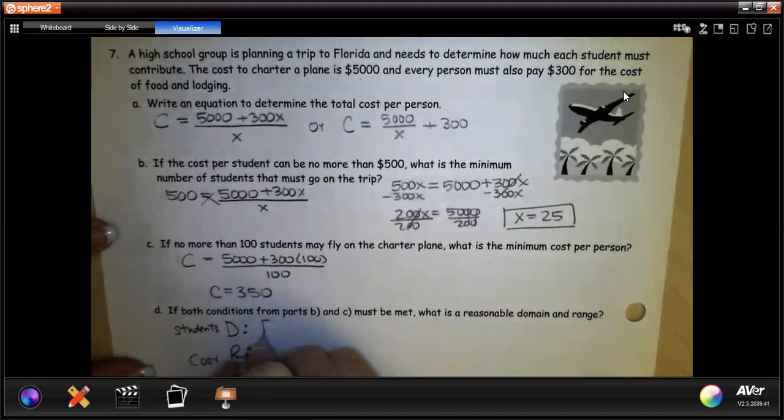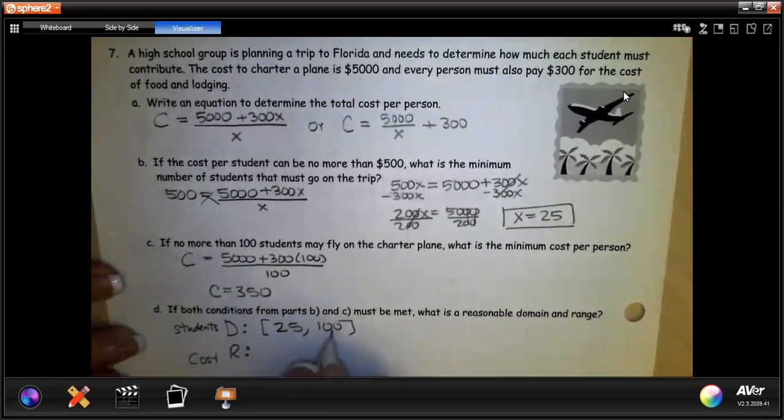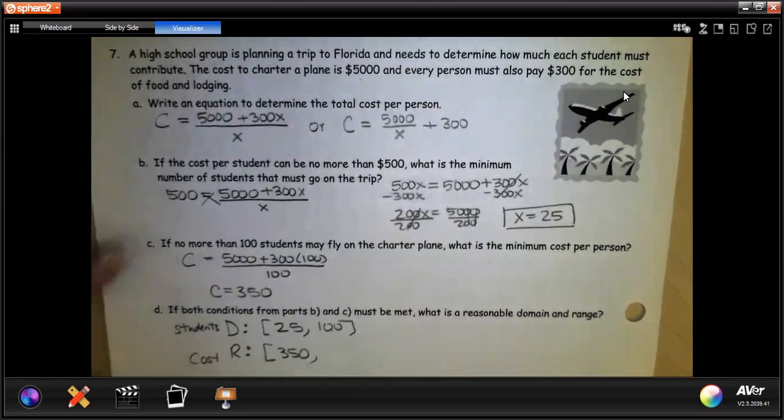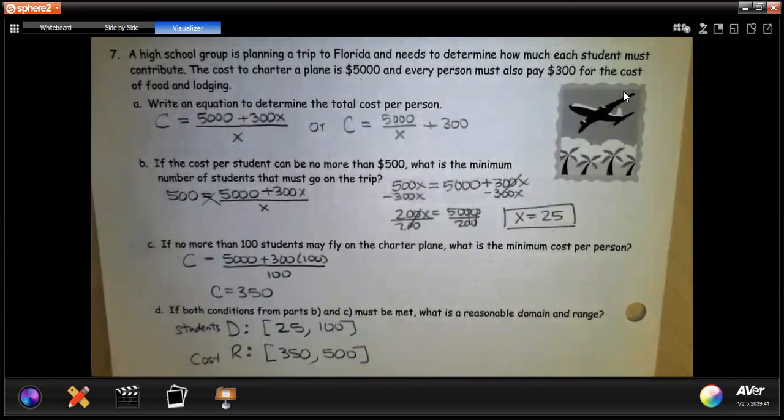So our domain would be from 25 to 100. And I am putting brackets here because we can take all 25 and we can take all 100. So those are included in our solution set there. For the range, the smallest amount they'll ever pay is the 350 if all 100 students went. So that's going to be our smallest amount. And then the max they're allowed to pay is 500. So that would be our max amount for our cost. All right, that was some application problems for rationals.